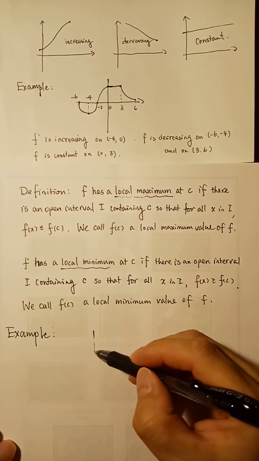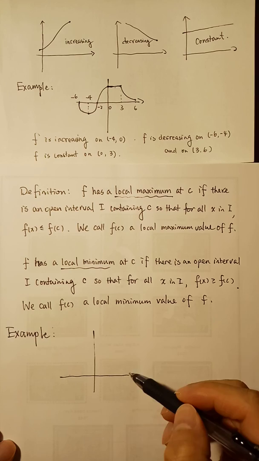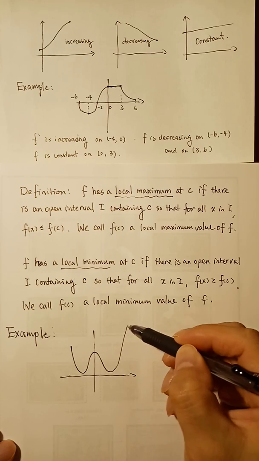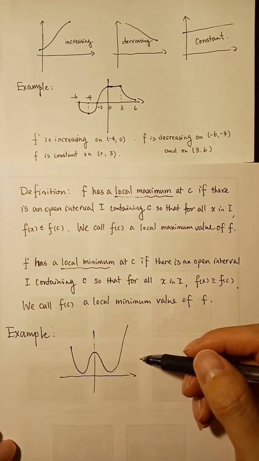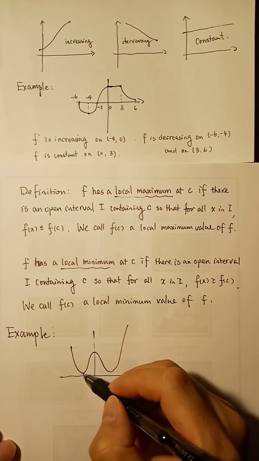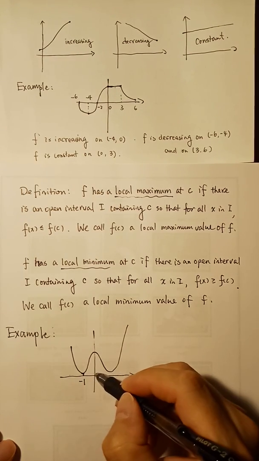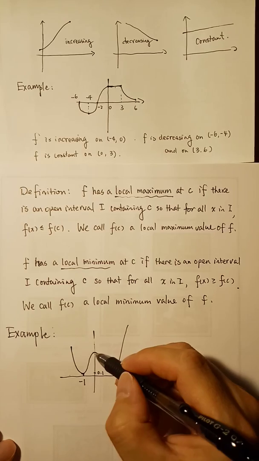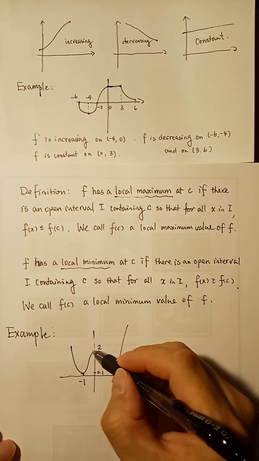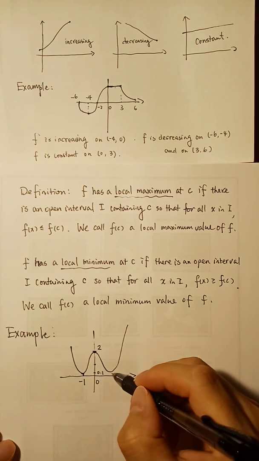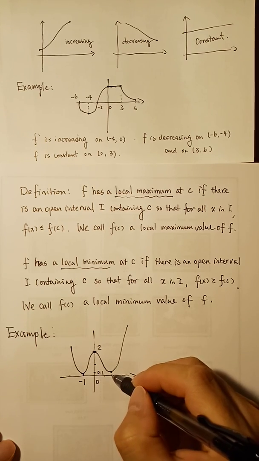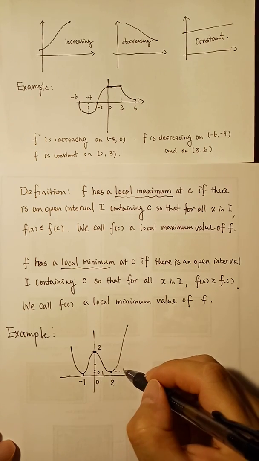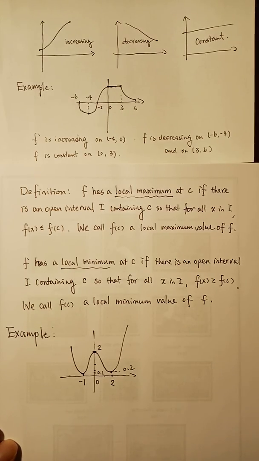Okay, now let's check. For example, assume we have some graph of a certain function like this, and this is negative one, and well, it will be very small. For example, let's say this is 0.1, and here is possibly 2, and this is 0, and this part is 1, 2. Let's say this is 2, and the corresponding y value, let's call it 0.2. Okay, the value is not that important.